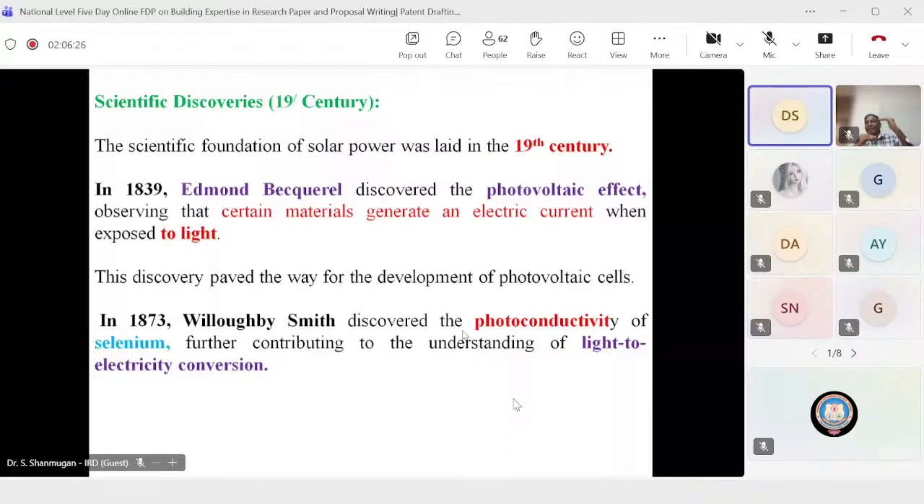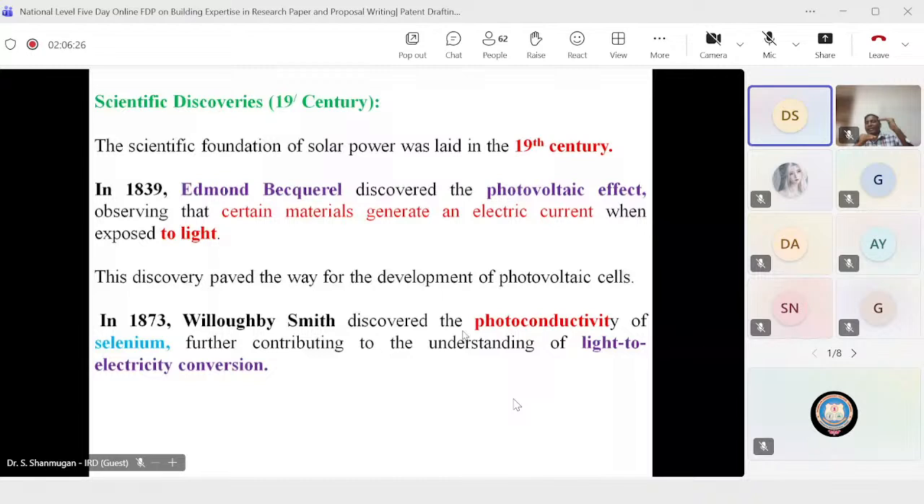Then in 1873, Smith discovered the photoconductivity of the silicon material. This was a further contribution to the understanding of light to electricity conversion. Okay, so this is 1873. Then the first solar cell and application in the late 19th and early 20th century: in 1883, Charles Fritts made a selenium-based solar cell, which reached very low efficiency.